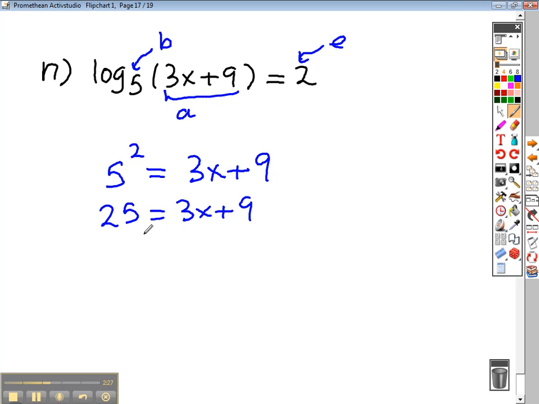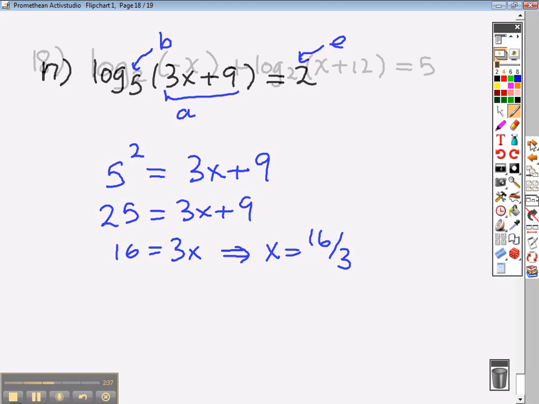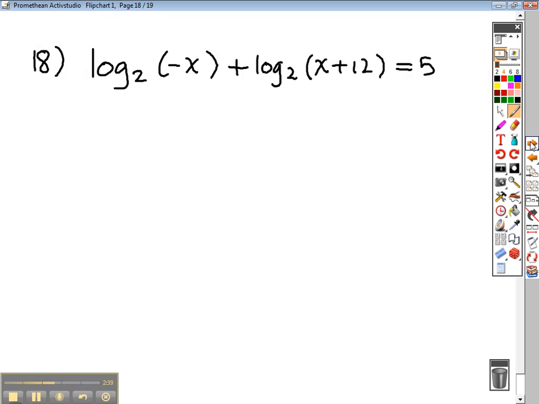Then it's simple solving. 5 squared is 25 equals 3x plus 9. Subtract 9 from both sides. 25 minus 9 is going to be 16 equals 3x. Divide by 3, you get 16 over 3. That's question number 17. Question number 18 is similar, but notice I have 2 logs.